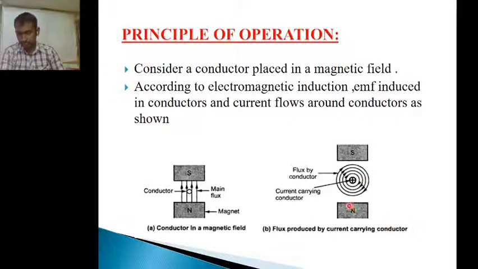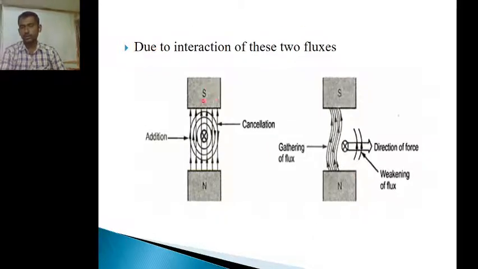When we give current to the conductor, that conductor will experience some magnetic field. If you place this conductor in the magnetic field produced by the north pole and south pole, then definitely there will be some addition and cancellation of the fluxes. Here the flux direction is in this direction, and the current carrying conductor's flux is also in this direction. Both fluxes are in the same direction, so the fluxes will be added. Addition of the fluxes takes place.